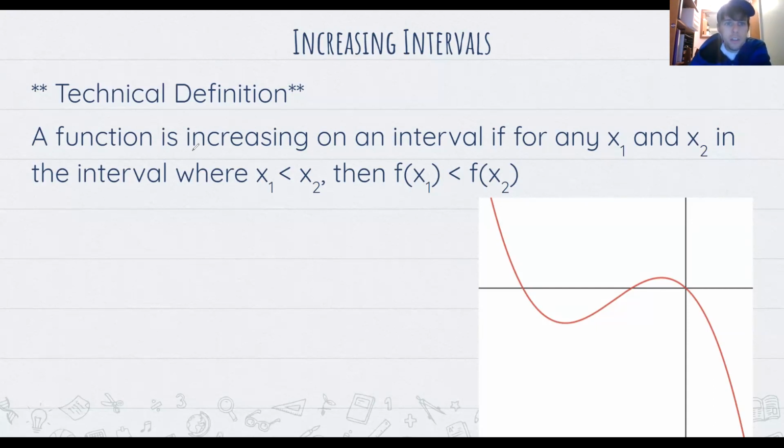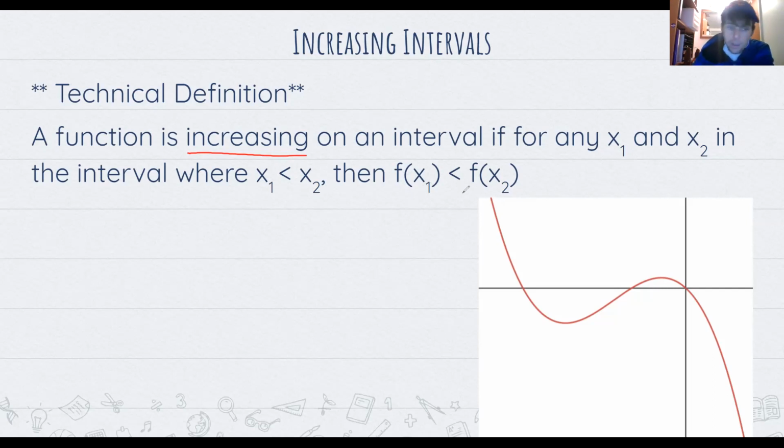So a function is increasing on an interval if for any x1 and x2, so any two x values in the interval where x1 is less than x2, so x1 is on the left of x2, that's the way those values would work, then the output for x1 is less than the output for x2.